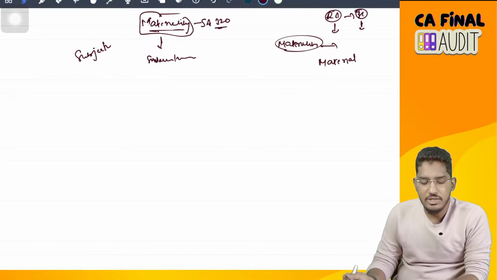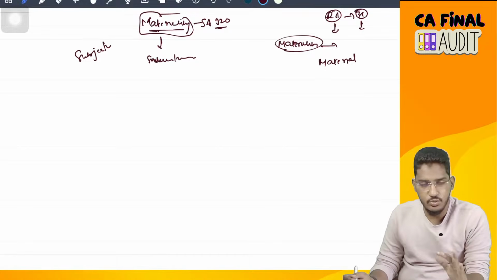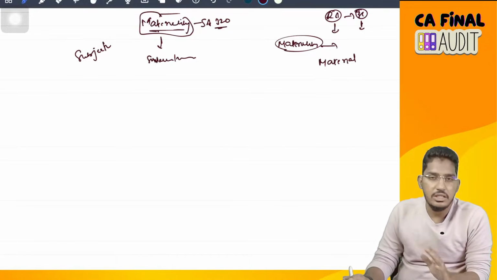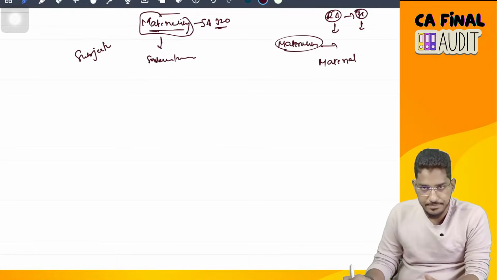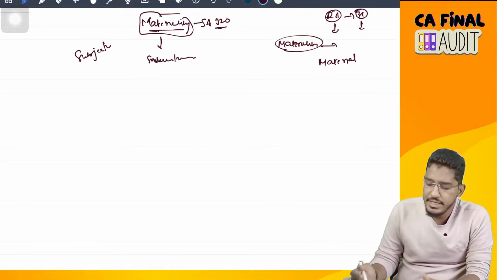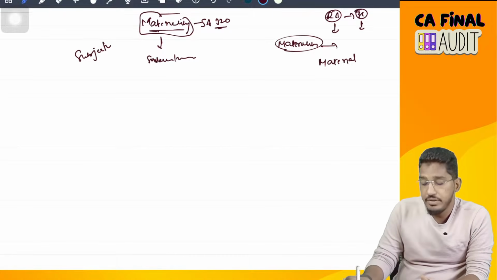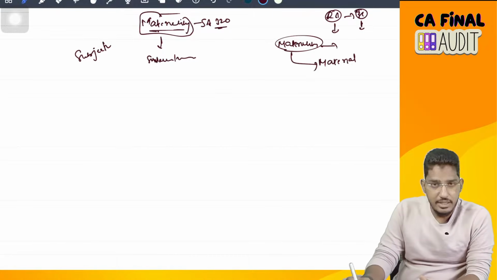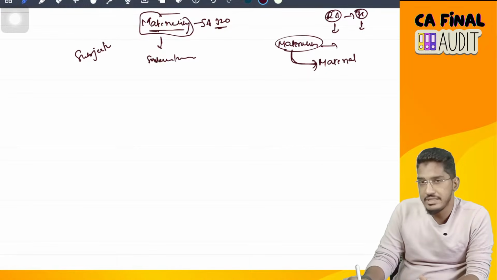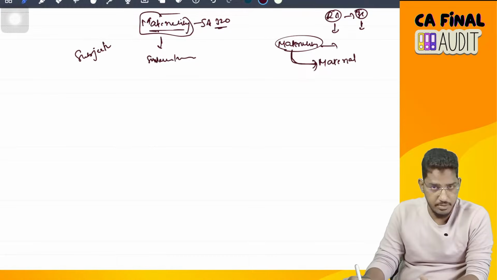So there is no hard and fast rule. This much amount will be material. This much percentage will be material. There is no such hard and fast rule there. It all depends on the professional judgment of the auditor. And as we have seen, we consider a misstatement as material if it could influence the economic decisions of users of the financial statements.